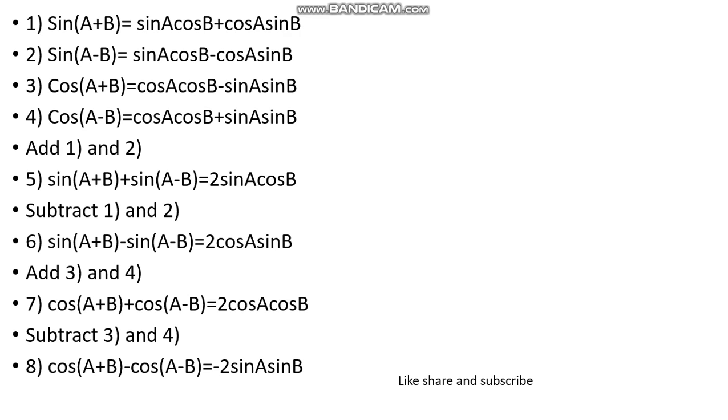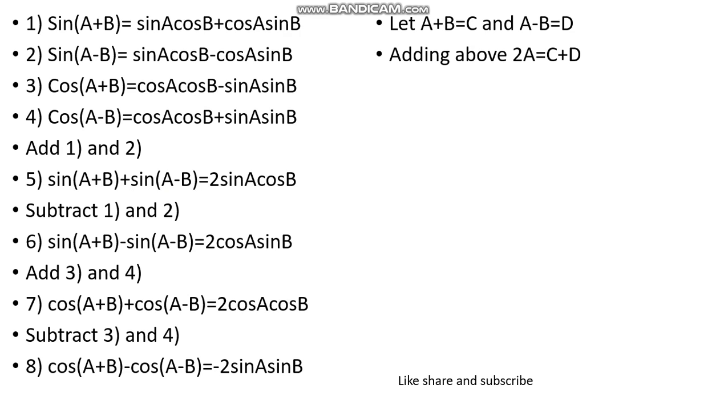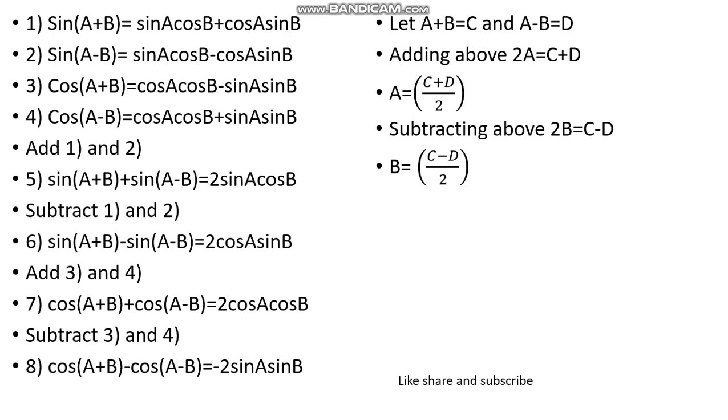These both are equal. Now suppose A plus B is equal to C and A minus B is equal to D. Adding these will give 2A, because the second part will cancel, B and B get cancelled. 2A is equal to C plus D, or A is equal to C plus D by 2. Similarly, if you subtract, then the first part will be cancelled. You will be getting 2B is equal to C minus D, then B is equal to C minus D by 2.